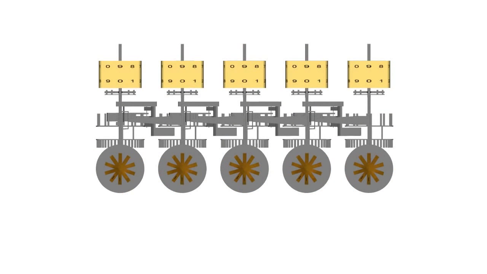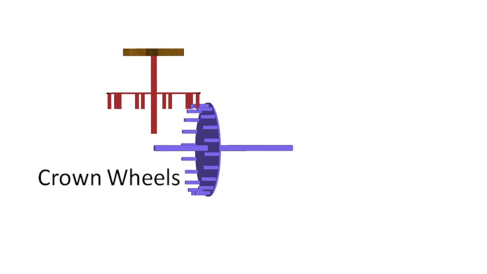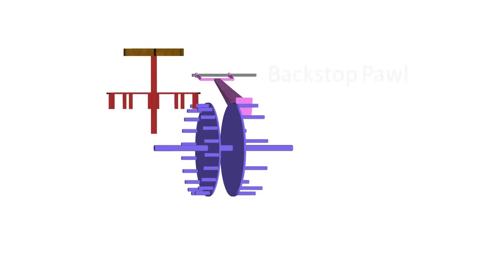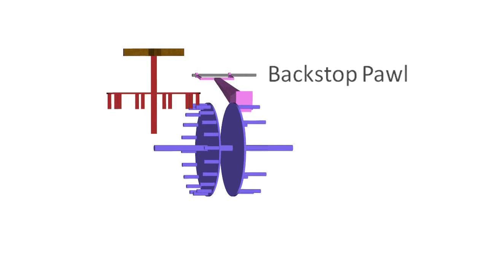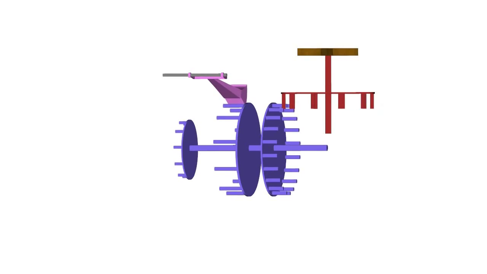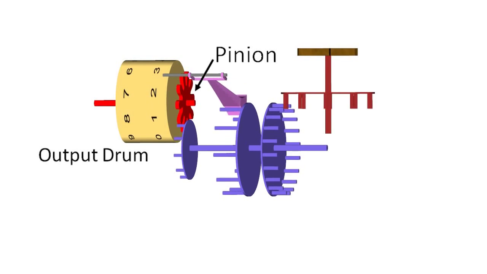Looking inside the Pascaline, we see 5 sets of nearly identical mechanisms. A pair of crown wheels transfers the rotation of the input dial to an accumulator wheel. A backstop pawl meshes with the accumulator to prevent counterclockwise rotation of the input dials. The value stored in the accumulator is transferred by a pinion wheel to an output drum, which displays the value through the output window.